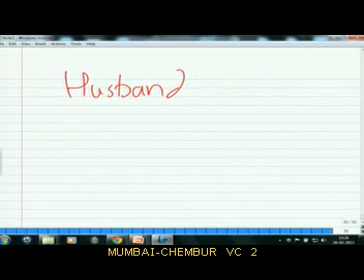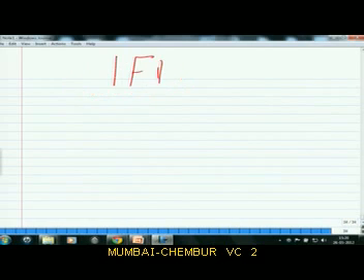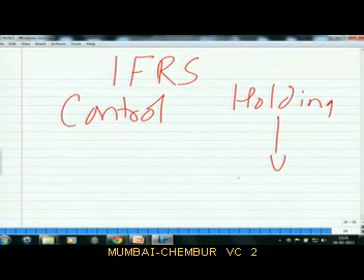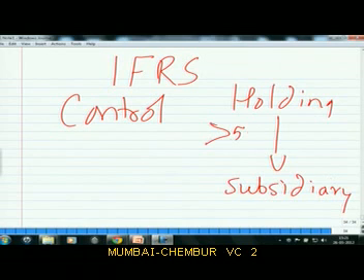So, IFRS has very well understood what is control. And they say that not the person who is putting investment should be consolidating. Who is holding company and who is subsidiary company. Our past impression was holding company holds more than 50% investment. So obviously holding company controls the subsidiary company.